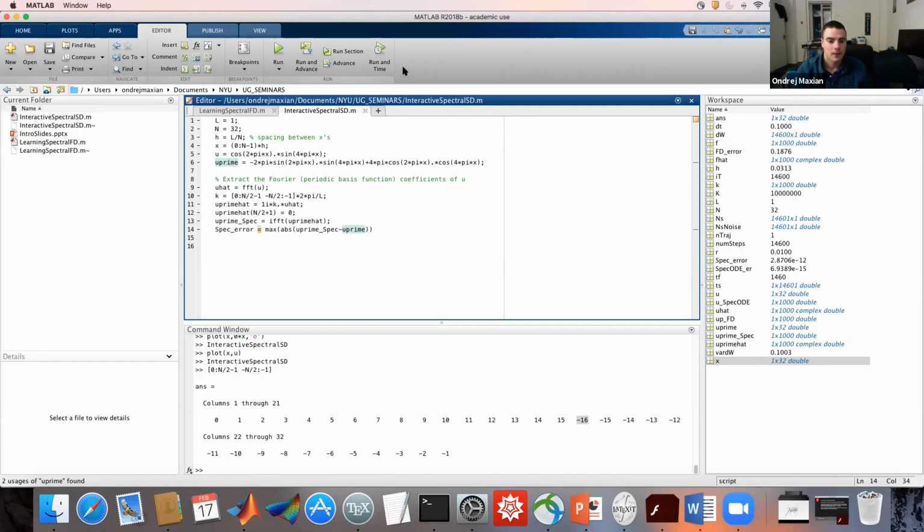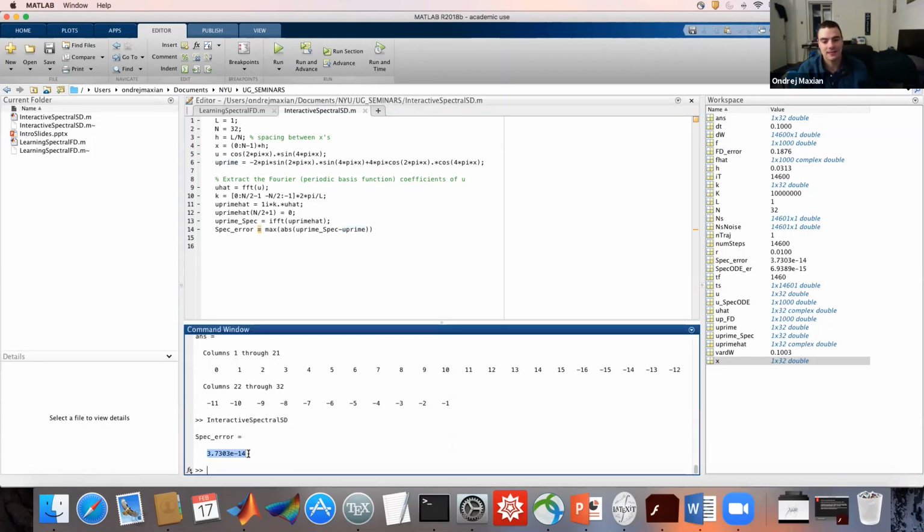Okay. Bao Yi, I hope I said that right. Bao Yi got 2.6983 times 10 to the negative 12. I got something times 10 to the negative 14. It doesn't matter. The point is the error is really small. In fact, it's so small, it's actually the smallest number a computer can represent, which is something like 10 to the minus 14, 10 to the minus 15.